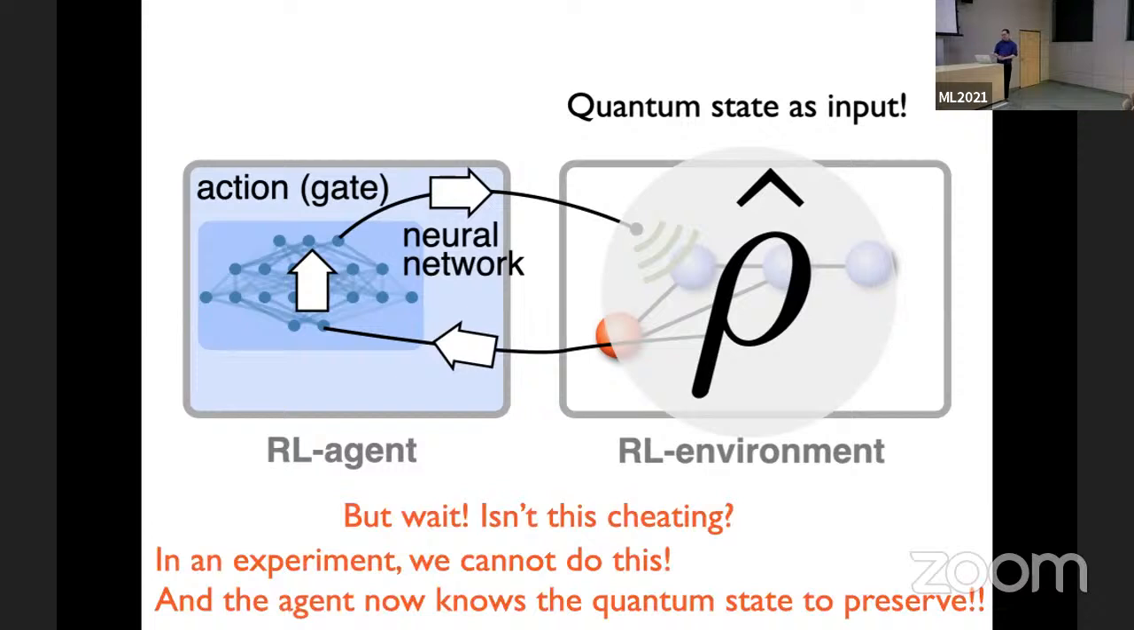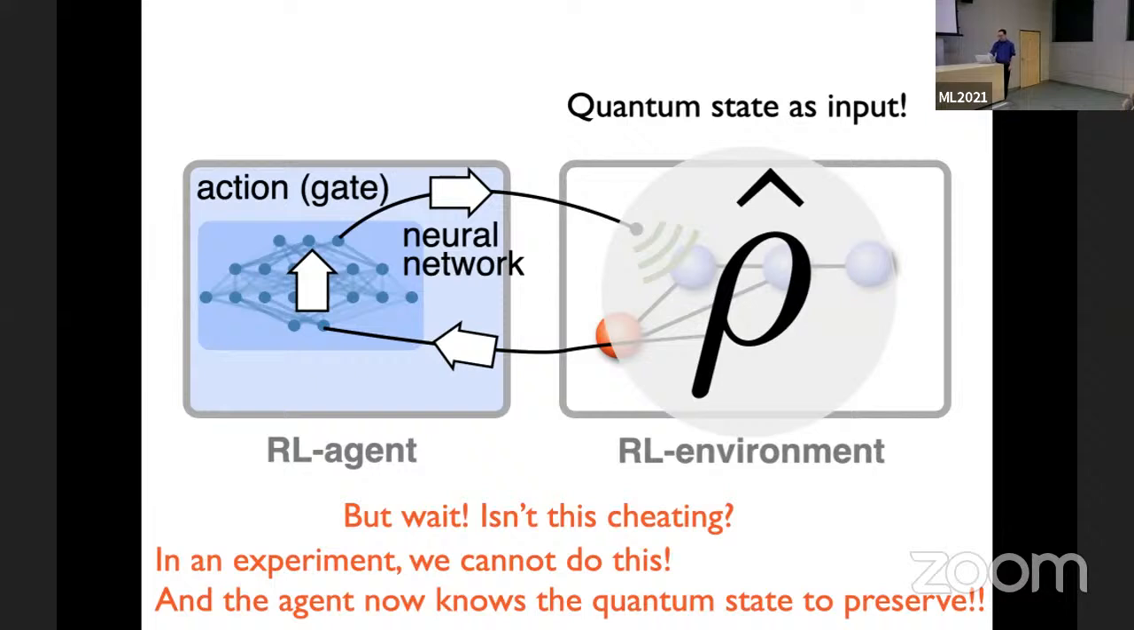And now the alarm bell should go off and you say, wait, isn't this cheating? For two reasons. First, in an experiment, we cannot do this. I cannot stop my quantum computer and then do full quantum state tomography, running it several times until this point, and then see what the density matrix is in order to supply my agent with this information. So that's not possible, obviously. And also, since our task was to preserve an unknown quantum state, once we tell the agent what the quantum state is, isn't that cheating? Because now it knows the quantum state. It could just let it decay and then at the end of time just rebuild the quantum state from scratch. But that is not really what we mean by quantum error correction. We have to be agnostic. We cannot see the quantum state.